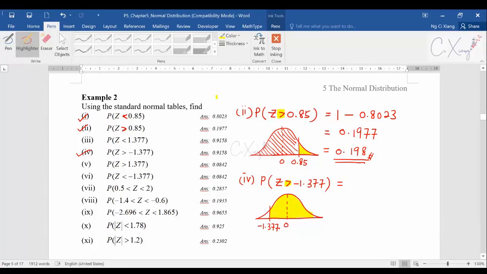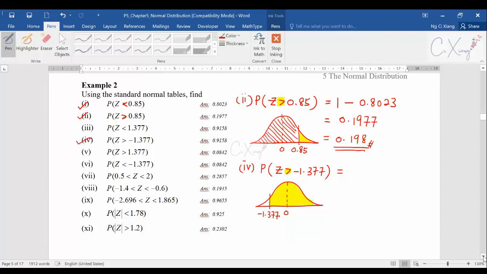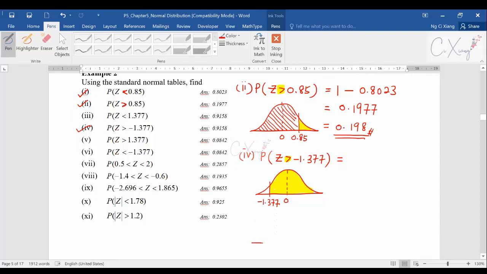Okay, for this example, if you try to find the value from the normal table, you won't see any negative value. Okay, there's no negative 1.377. You can only find 1.377. Okay, so for all these negative values, how can we solve this kind of question? So again, I want you to imagine. Can you try to imagine if I change this value to 1.377? Okay, change the negative to a positive value 1.377. This yellow colored area, same as which area? It will be the same as this one.